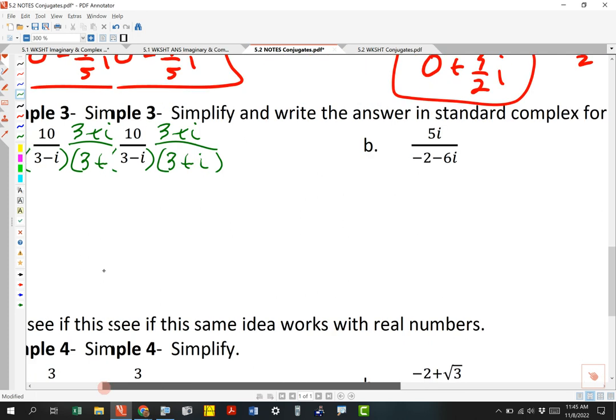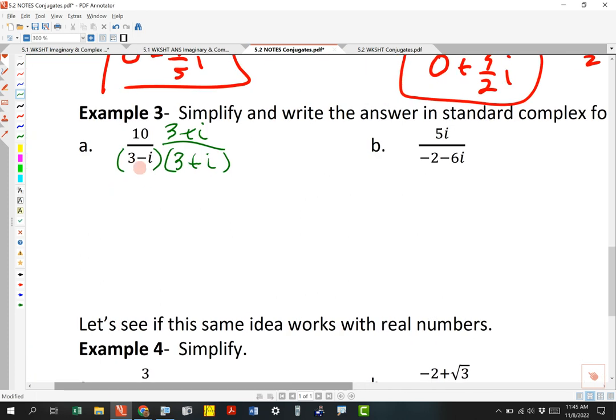So we multiply by the conjugate, or as we've said before, just multiply by a factoring of difference of squares. This is going to give me 30 plus 10i on the top.